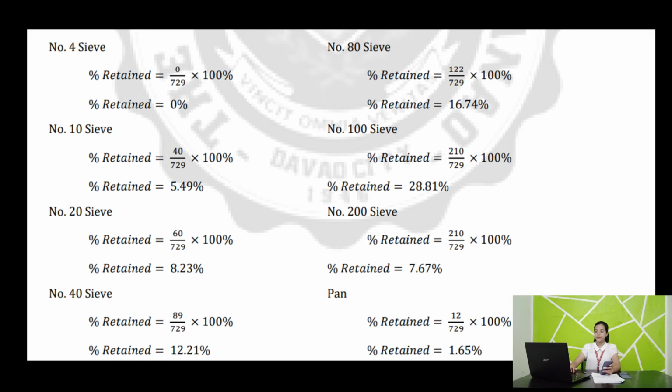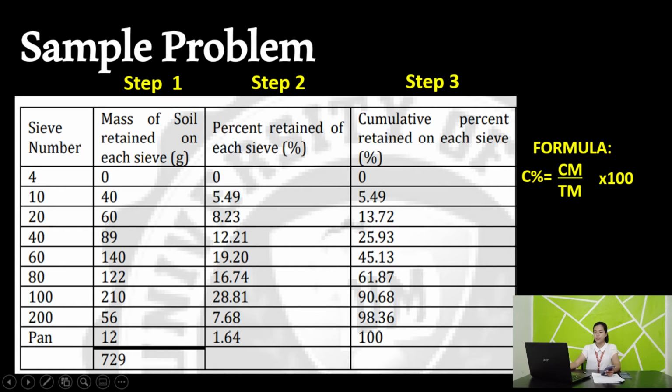Next, mao na siya ang kining illustration kung asa nato pagkuha ang percent retained on each sieve. So, step 1, step 2, check. Let us proceed to step 3. What is step 3? Choose the method of weighing the sample, which is cumulative or fractional. Since ang example sa atong data is cumulative, cumulative atong gamiton. The formula for cumulative is the cumulative mass over the total mass times 100.